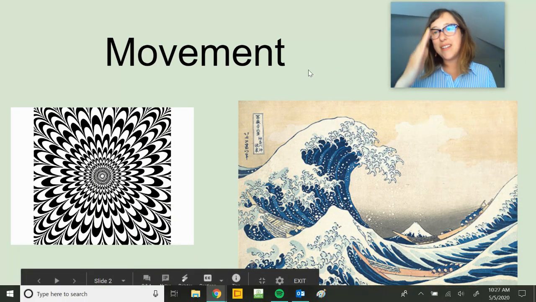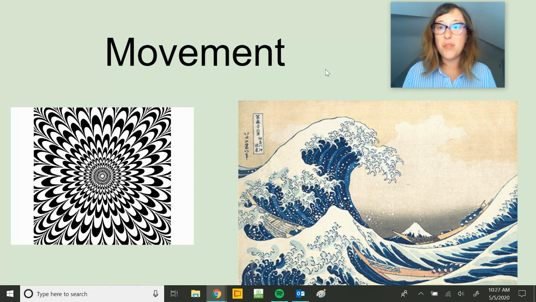Movement. Movement is just when things look like they're moving, right? The wave looks like it's about to crash, and this black and white drawing looks like it's actually moving. It plays a little trick on your eyes.